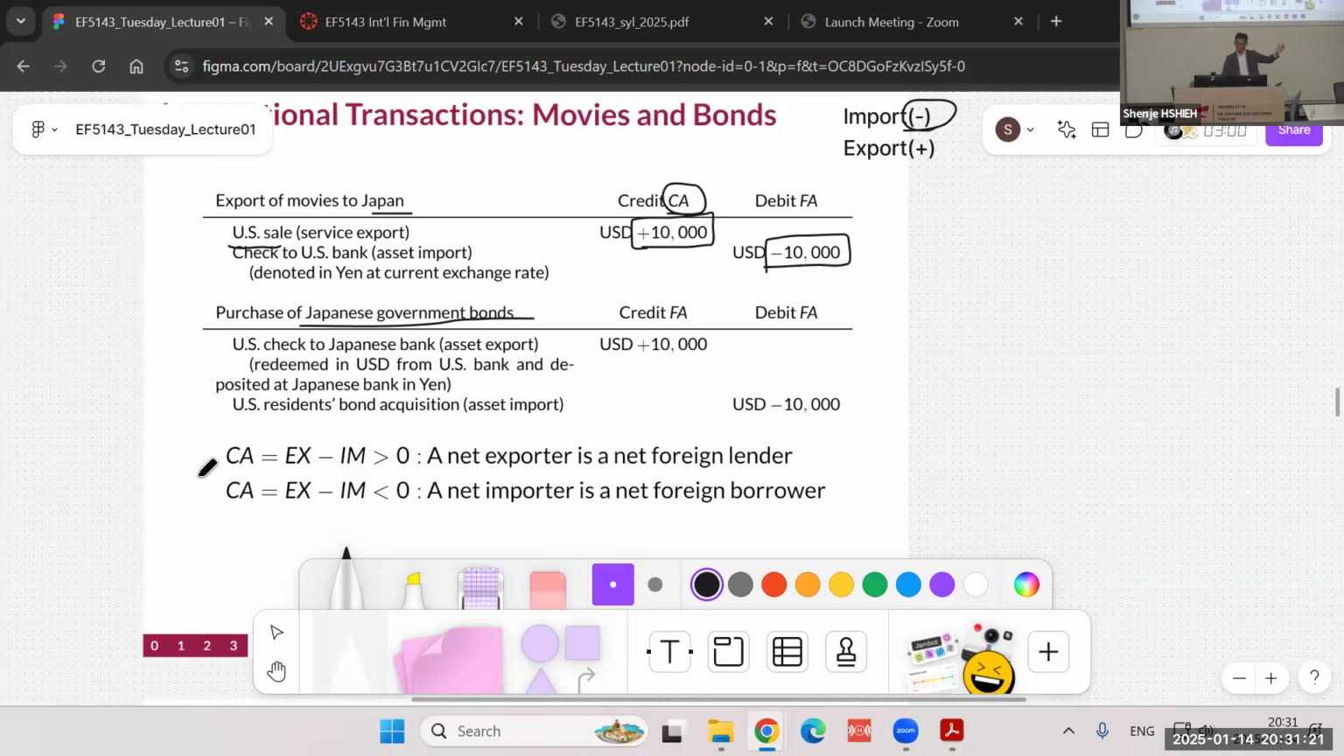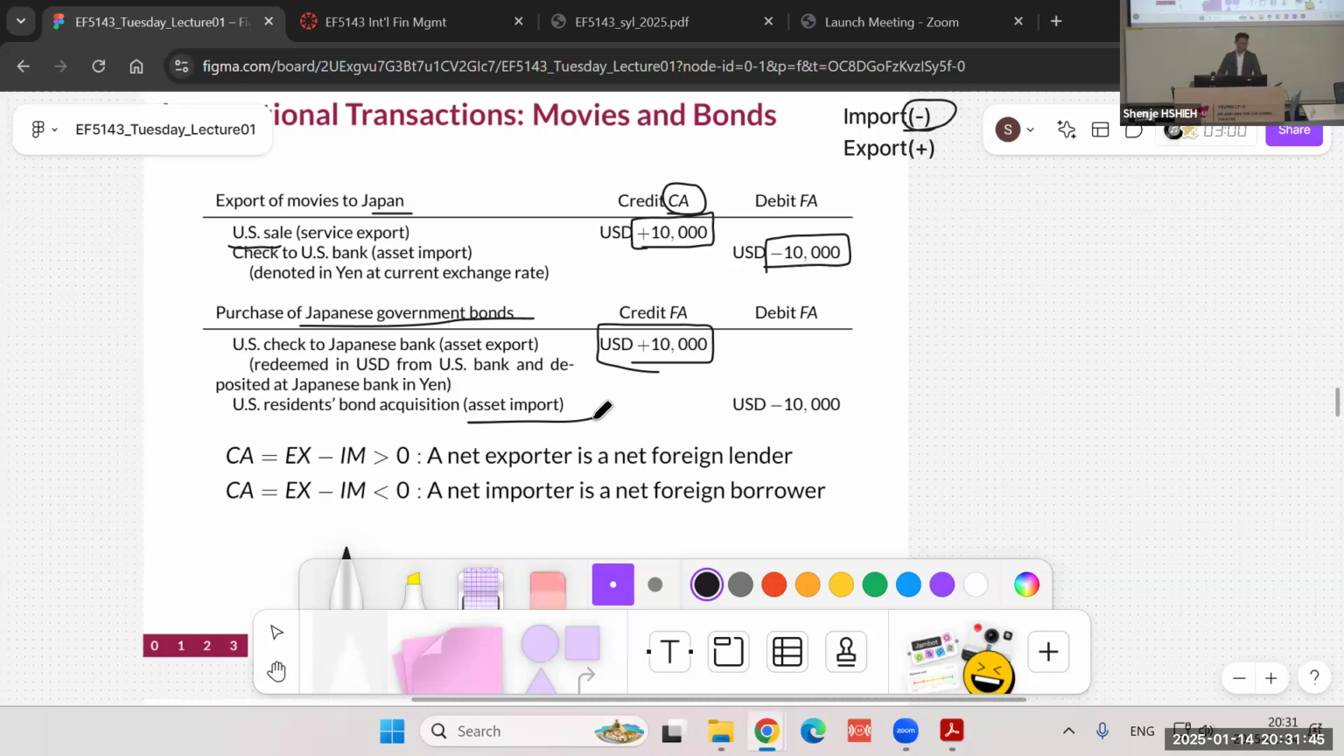So US dollars is an export. Anything leaving the country is going to be a plus, right? So here we have plus $10 million worth of Japanese bonds. But we are getting something for exporting dollars. We're getting Japanese bonds, right? So as an import, it is an asset import.